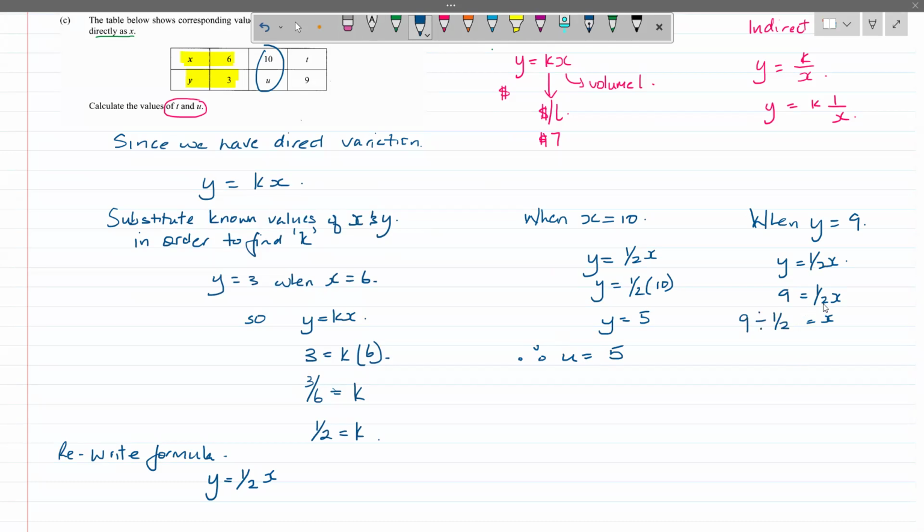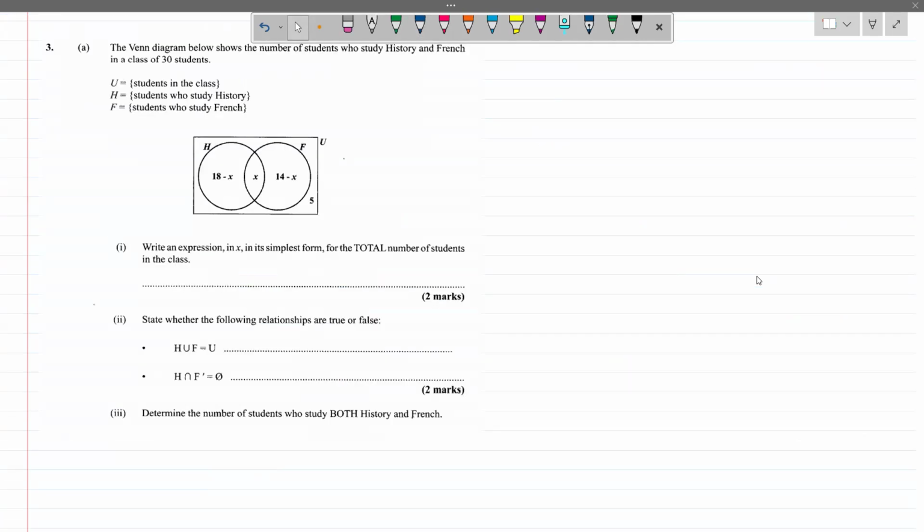We multiply on the side. If I move the half over here, I have to divide. A half multiplied by x on this side, on this side I have to divide. When you divide in fractions, you change the division to multiplication. You flip the fraction, we're going to get 18. So t is 18. Everybody right to that?